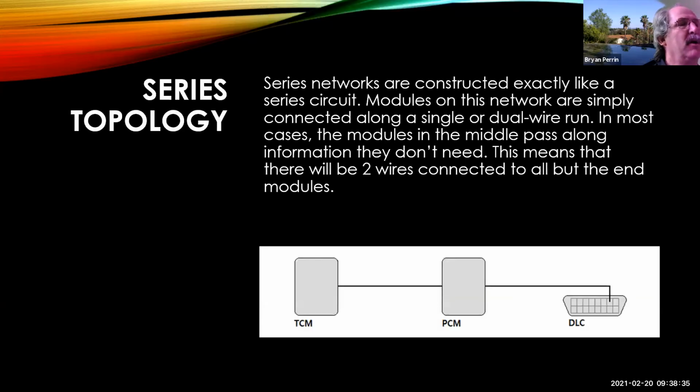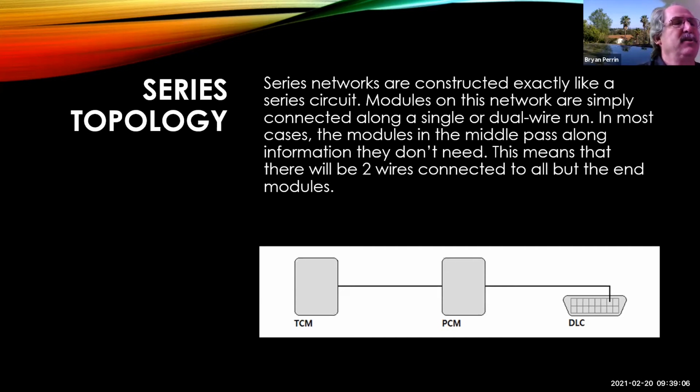So, series topology. In this case, I have a DLC. It goes to the PCM and then it goes to the TCM. There are two wires connected to the PCM, but it's a single wire network. If I want to talk from the DLC to the TCM, I'm actually going through the PCM. So if my TCM stopped working, I'd still talk to the PCM. But if the PCM stopped working, I'm probably not talking to anybody. So this allows me to focus on what the possibilities are.